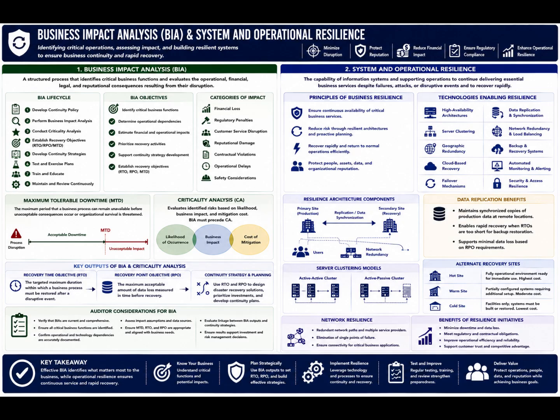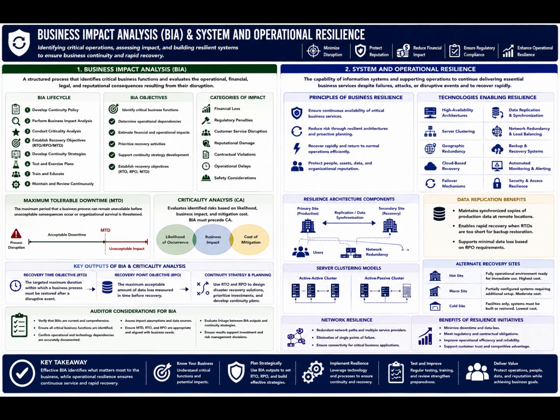Business impact analysis, BIA. A business impact analysis, BIA, is a structured process that identifies critical business processes and evaluates the operational, financial, legal, and reputational consequences resulting from their disruption. Rather than focusing primarily on threats or vulnerabilities, the BIA concentrates on business impact, enabling management to prioritize recovery efforts based on organizational objectives and operational dependencies.